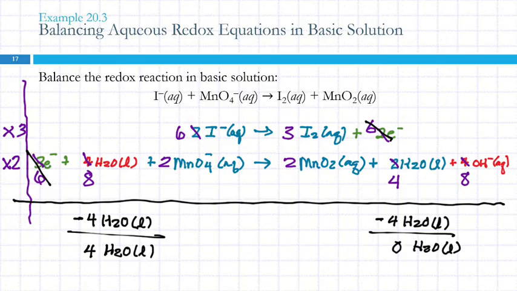Yes? How many electrons do you add to the iodine? I added 2 initially, because I had 2 negative ones over here.